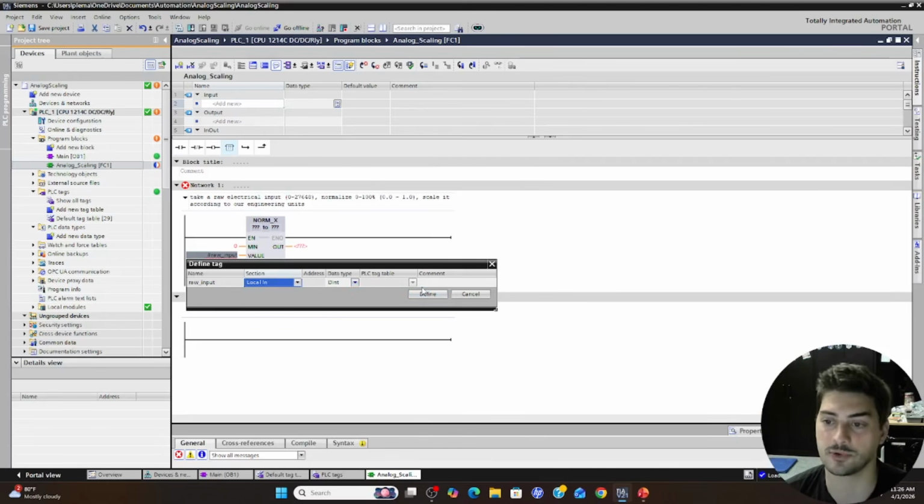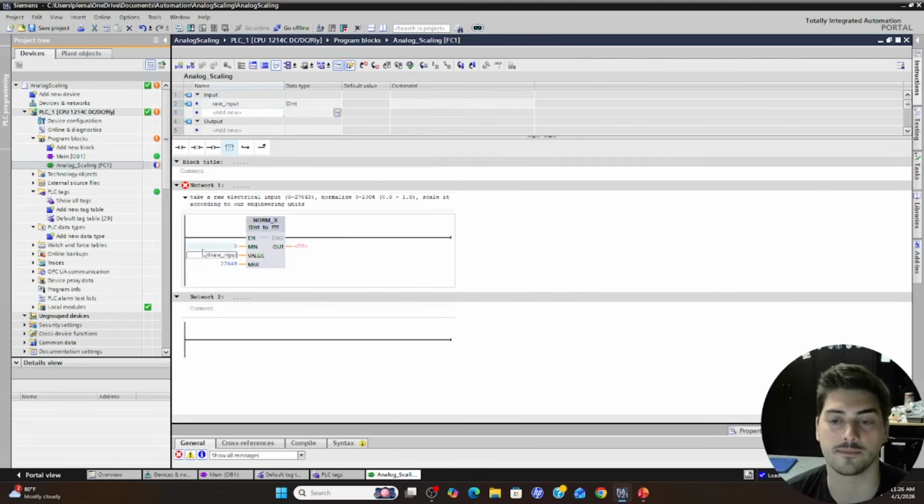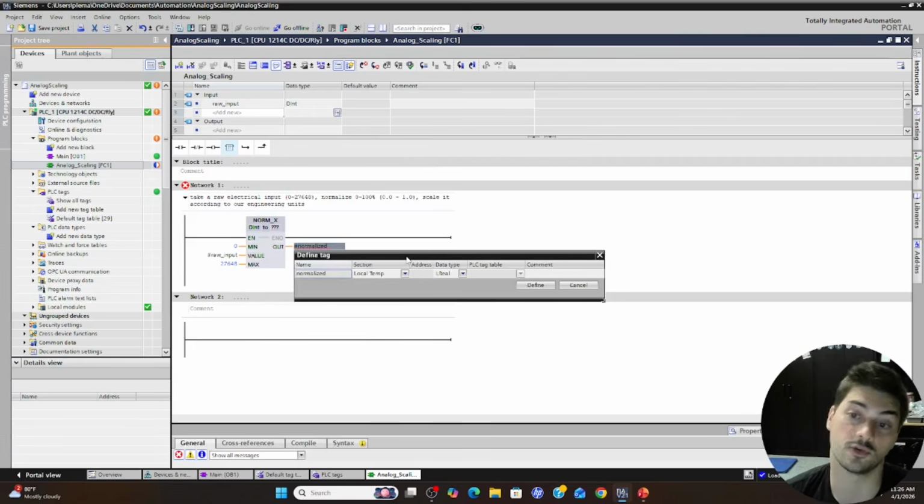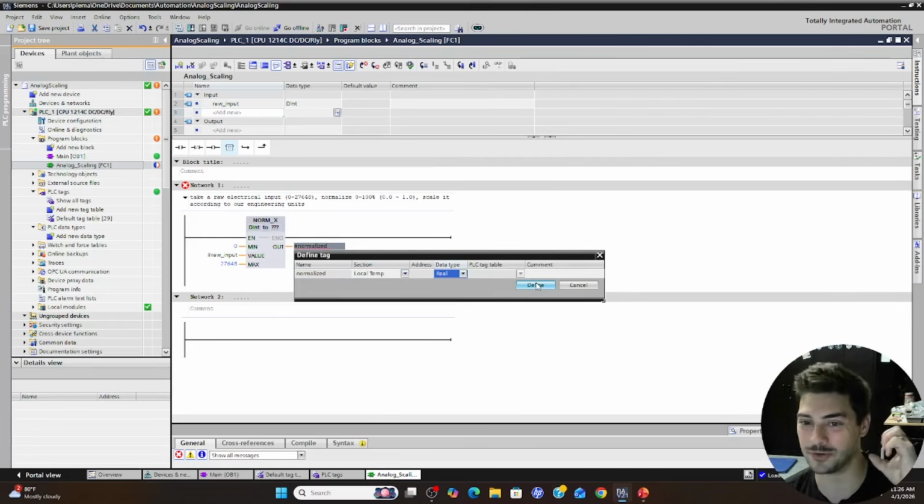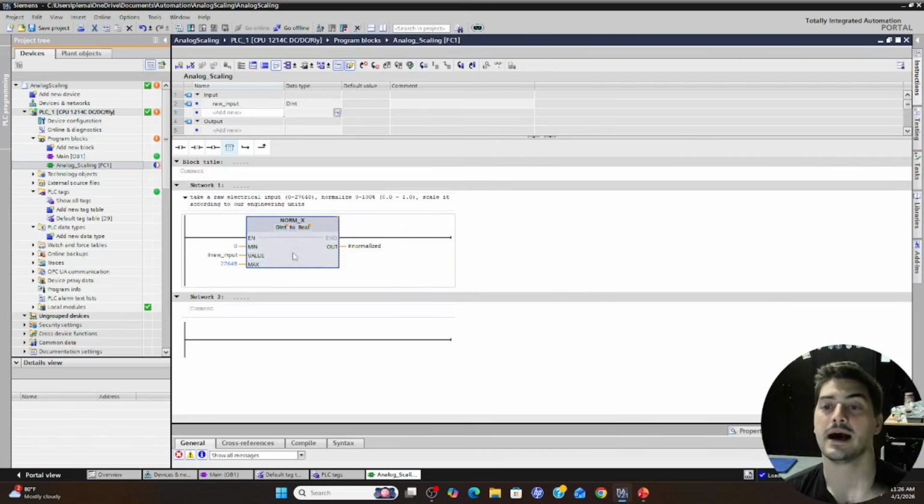And we'll make it a double integer. That's the proper format for this. And this is going to output something that we'll use in this scaling function called normalized. So we'll just go ahead and define it. We'll make it a real because this is going to give us 0 to 1, but we don't want an integer that will only ever read 0 or 1. We want that normalized 0 to 100%. So we want it to be a real.